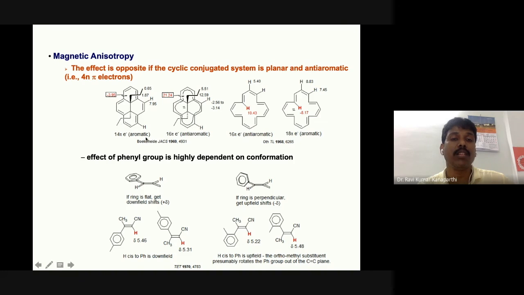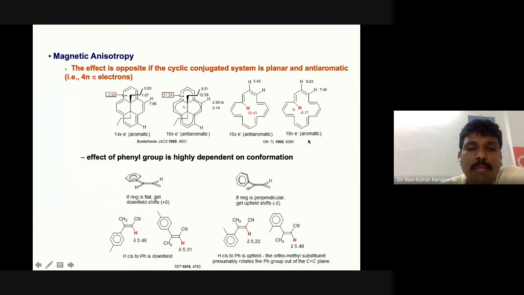In this system, that is the 16 pi, which is nothing but an anti-aromatic compound, these protons are absorbed at 21.24 ppm. They are actually highly de-shielded. And you can take this anti-aromatic compound, 16 pi. There is another anti-aromatic compound where the inner protons are found in a de-shielding region, but for an aromatic compound, this 18 pi system, it is absorbed in this region.